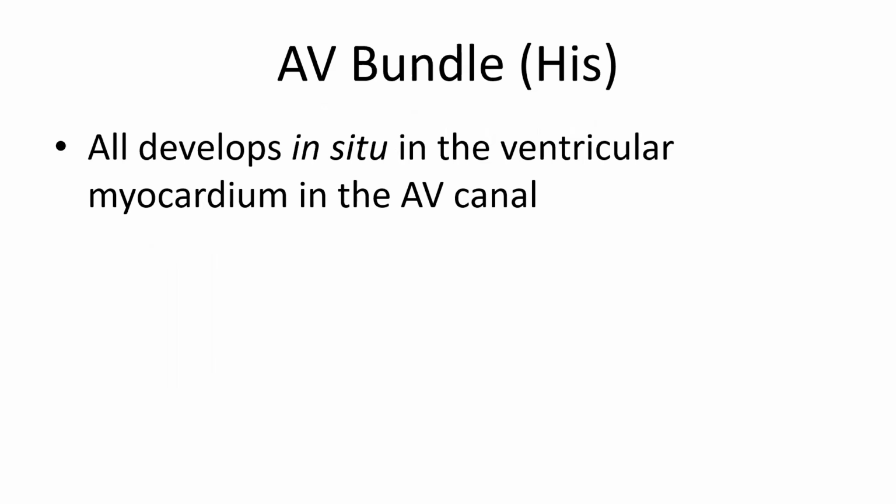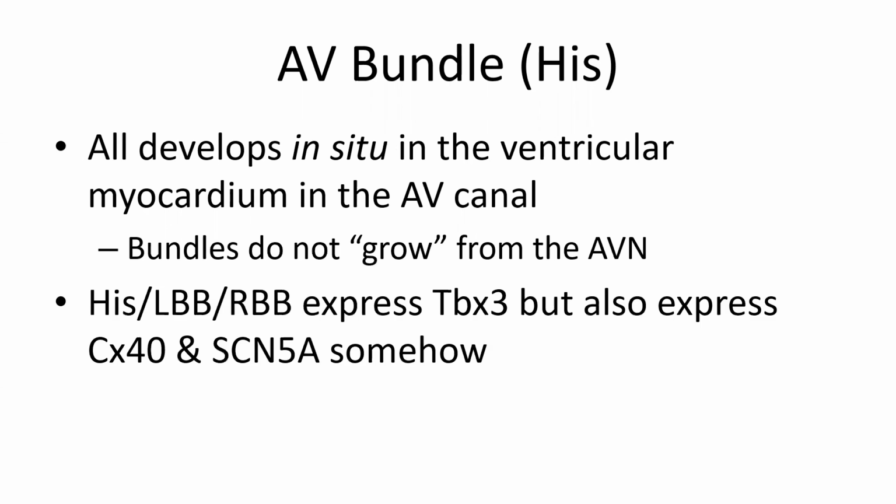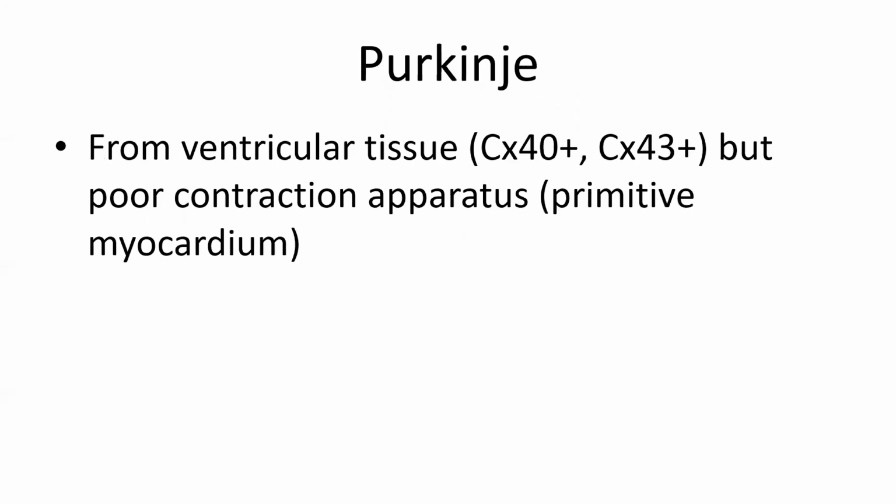So moving on to the AV bundle. The AV bundle develops in situ in the AV canal. And neither the AV bundle nor the left and right bundle grow like angiogenesis or plant roots. They don't grow like that. They just form. And this ventricular conduction system expresses TBOX3, but somehow expresses connexin 40 and SCN5A that TBOX is supposed to inhibit. So there's part of the story that's not known of how it gets this hybrid expression of these genes.